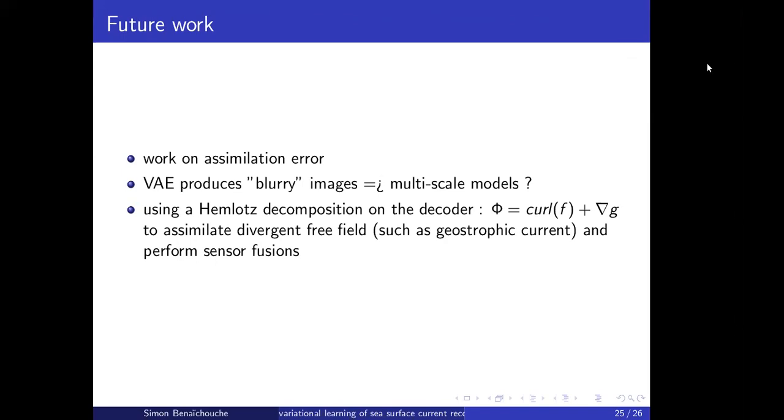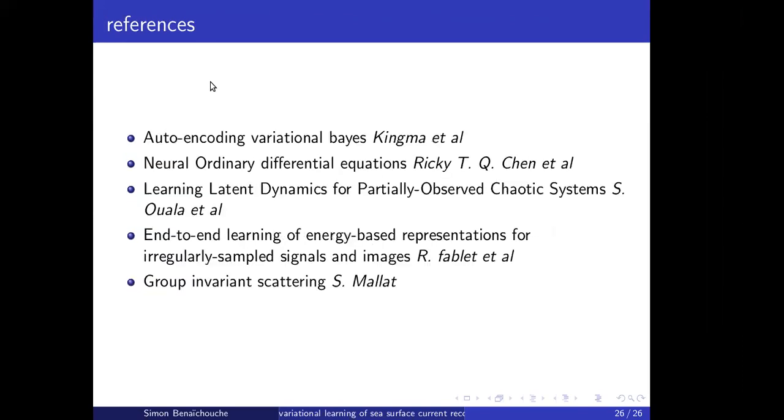And the other fact, we would like to do Helmholtz decomposition on the decoder. That could be a way to assimilate divergence free fields and jointly assimilate AIS data fields as we do here. So we could do fusions of data easily. And here are some references if you want. So the presentation will be available on Slack. So this is the end.